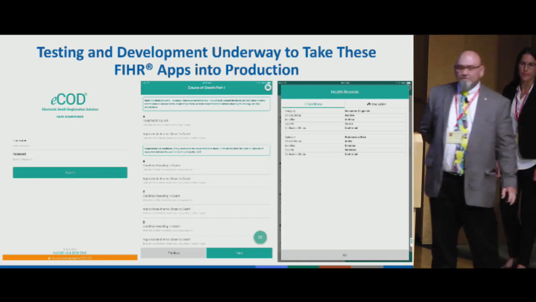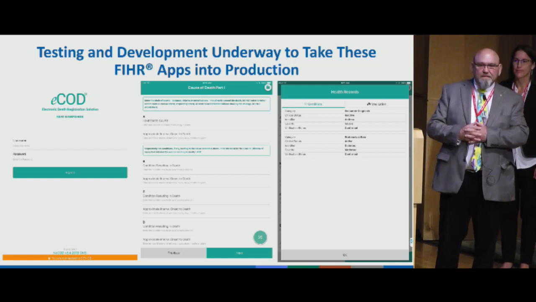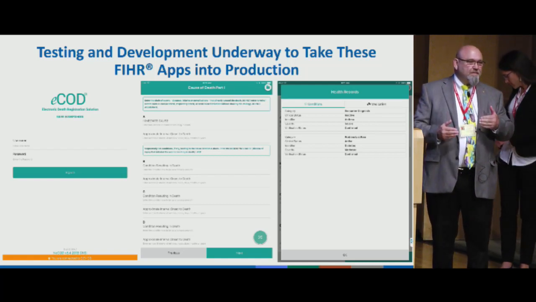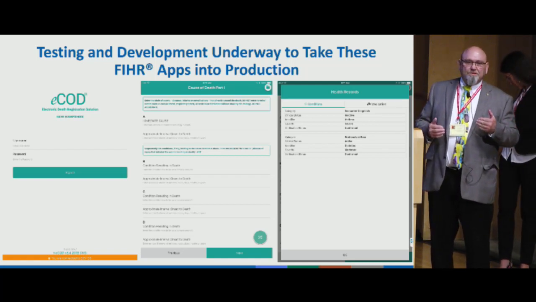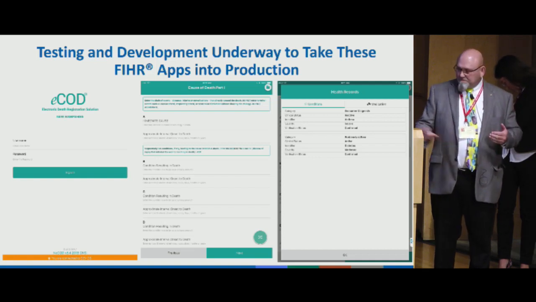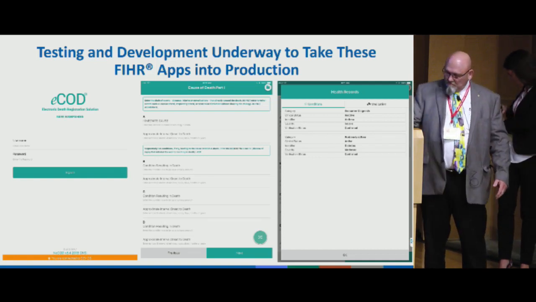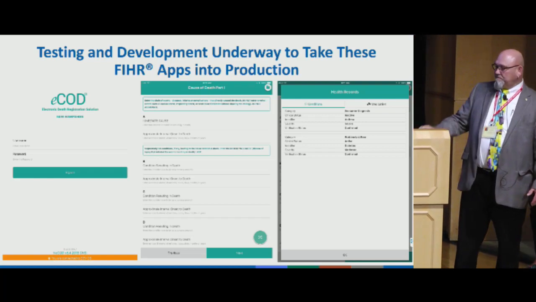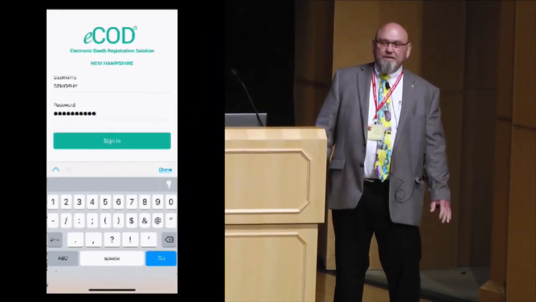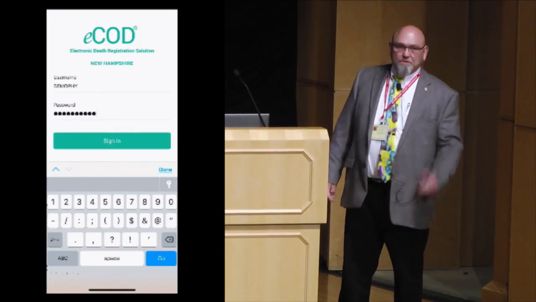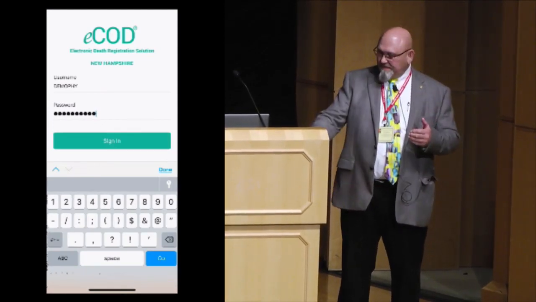Wurtz has expired. What we've done is taking our electronic death registration system and turned it into a complete mobile app, 100% mobile app. And what you're seeing there is now this app. It's called the Electronic Certification of Death app. And this was written by New Hampshire for the purposes of certification of death.